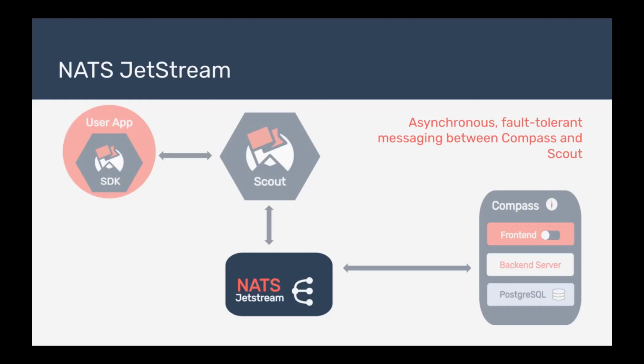NATS offers a few different messaging patterns. The pattern used for Pioneer is a publish-subscribe messaging pattern. When communicating via a publish-subscribe pattern, the subscriber acknowledges receipt of a message, but it's not expected to reply. And this is a perfect fit for our use case, in which Compass publishes updated feature flag data to NATS, and NATS stores the most recently published data in memory until the subscriber, Scout, acknowledges receipt of the data.